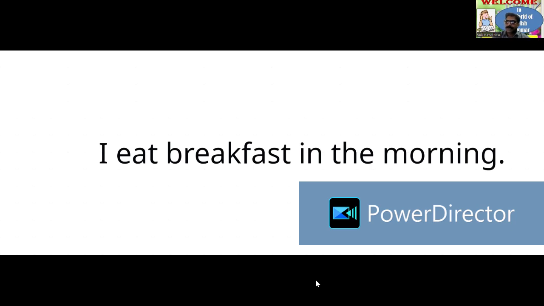Next, the teacher asks Anagha, "Anagha, please read the formula for first person plural with the example from your notebook." Anagha reads the formula with the example from the notebook: first person plural, we plus base verb plus object. Example, we walk to school every day. The teacher responds, "Excellent."